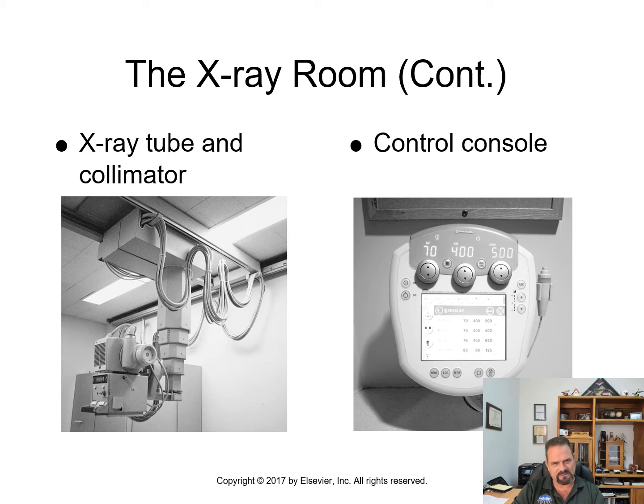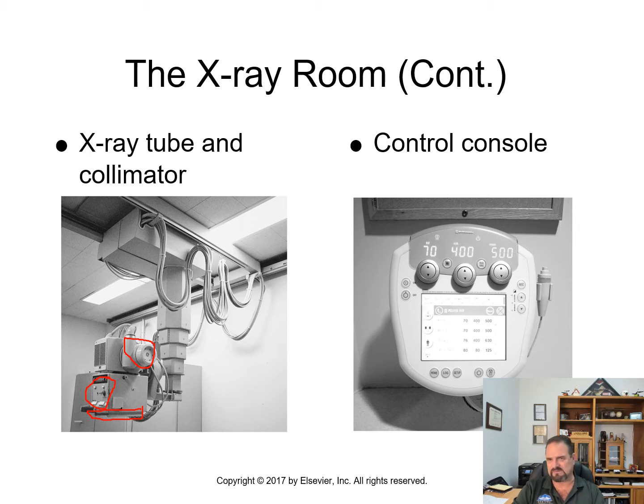This is the X-ray tube here. You can see it, it's that round device. And then the collimator is here, underneath. It's what creates the collimation. The control panel on the collimator is here. Okay, this is the equipment that we're going to use.